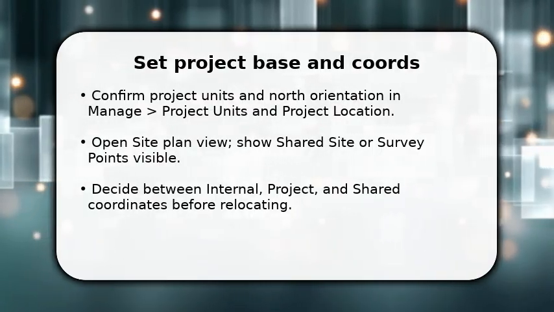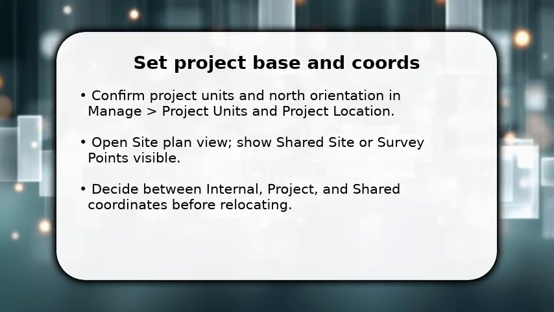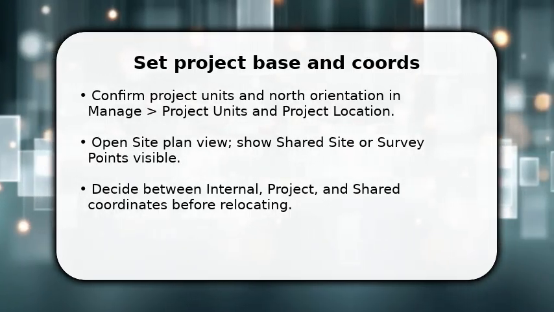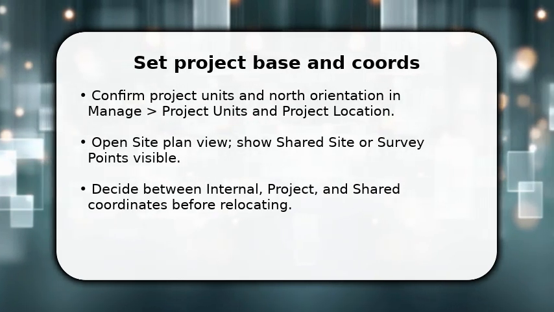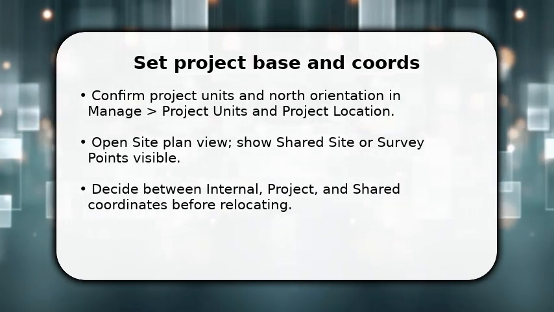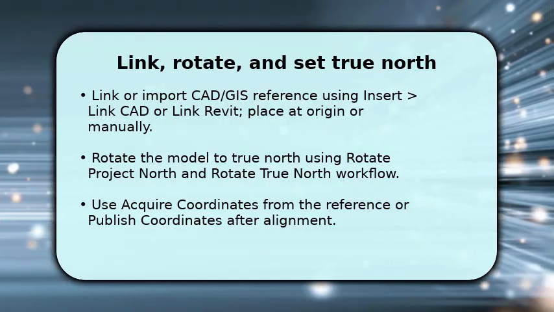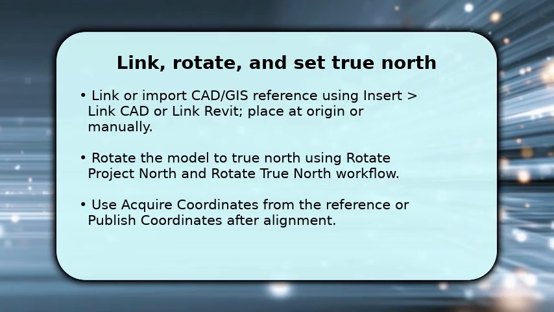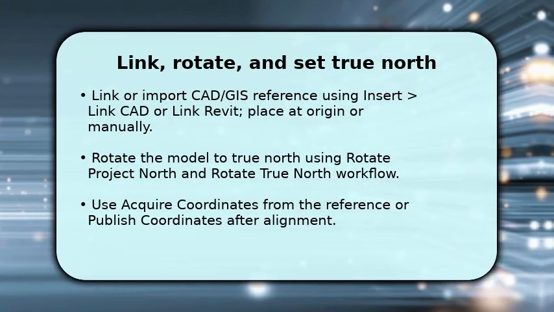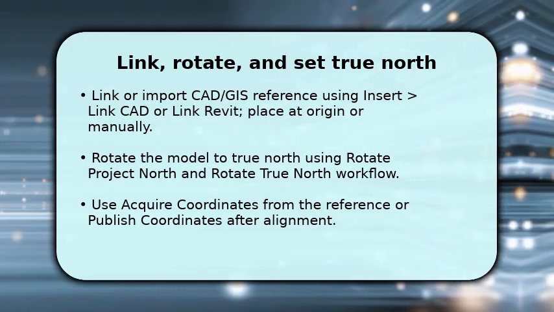Now move the project base point or survey point to your known local origin. You'll snap or enter exact easting/northing values, so your model aligns to real-world positions. Now bring in a trusted reference, CAD, GIS export, or another Revit file, and place it close to the base point. You'll rotate the model or the reference so true north aligns.